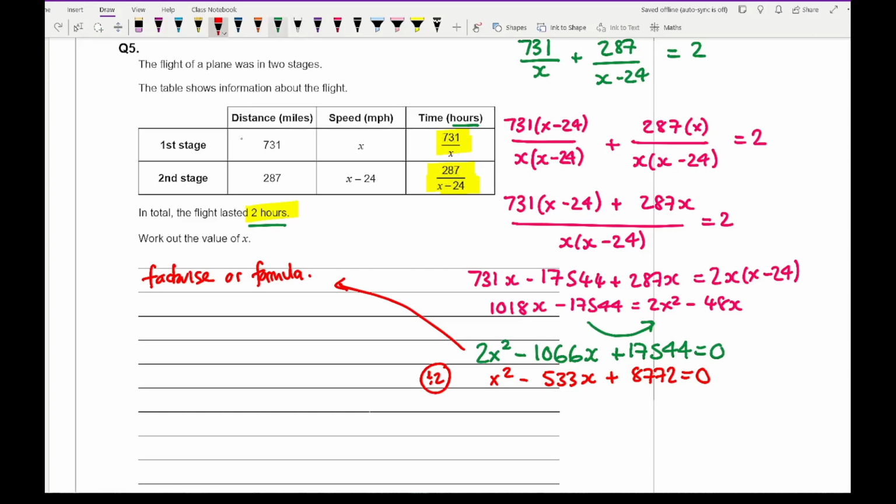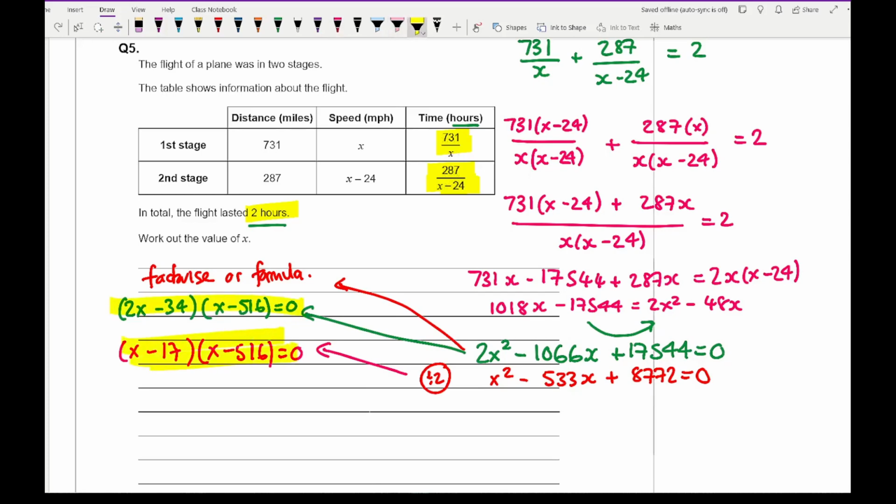Now this does actually factorize, believe it or not. If we factorize the original, the factorization is (2x minus 34)(x minus 516) equals 0. If you factorize the divided version, then we get (x minus 17)(x minus 516) equals 0. So they're two possible factorizations, and if you go on to solve it, from this we get x equals 17 or 516.